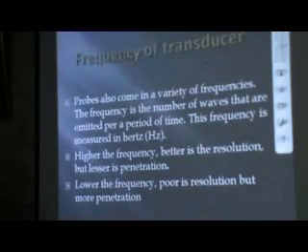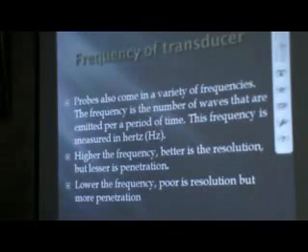And lower the frequency, less is the resolution, but more is the penetration. As the power of penetration gets increased, the resolution gets decreased. So for routine abdominal ultrasound examinations, we use 3 to 3.75 megahertz probes. For obese persons, who need more power of penetration, we need a 2 megahertz frequency probe. For children, we use 5 megahertz probes.